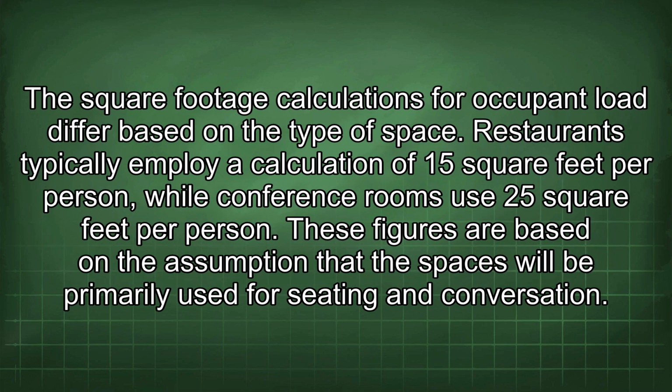The square footage calculations for occupant load differ based on the type of space. Restaurants typically employ a calculation of 15 square feet per person, while conference rooms use 25 square feet per person. These figures are based on the assumption that the spaces will be primarily used for seating and conversation.